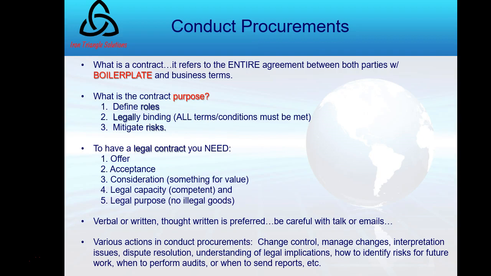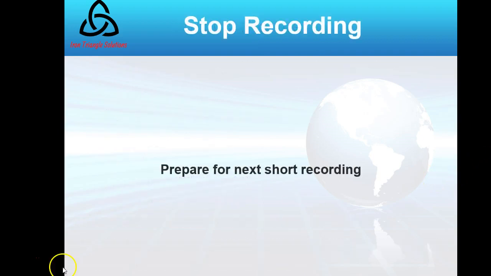Okay? Contracts can be verbal or written. This is true. Written is highly favored in the United States. Elsewhere, the verbal is often favored. Okay? All right, and that is it for Conduct Procurements.